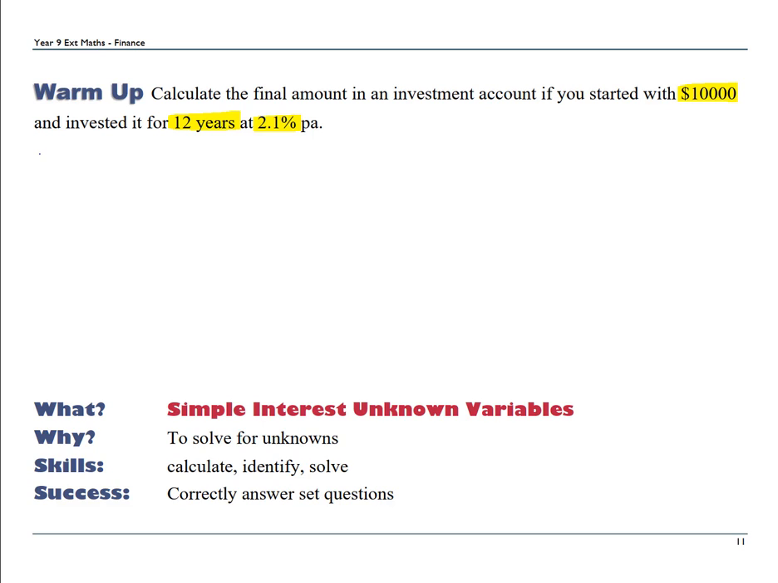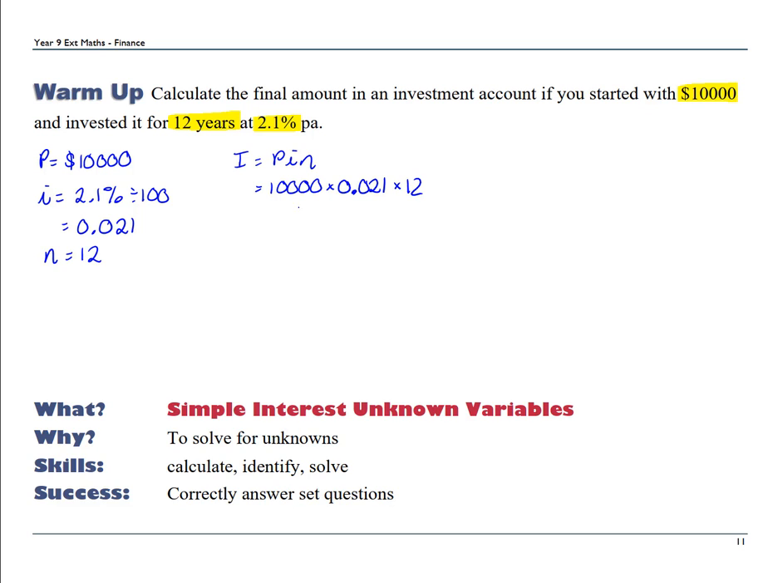So let's write down the information now. We have principal 10,000. Our interest rate is 2.1%. We divide that by 100, so we get 0.021, and our N is 12. Write our formula: I equals PRN. Substitute our information: 10,000 multiplied by 0.021 multiplied by 12, and go to your calculator.